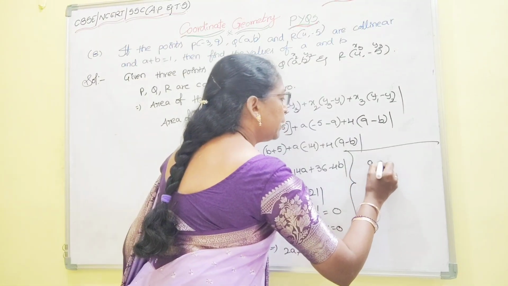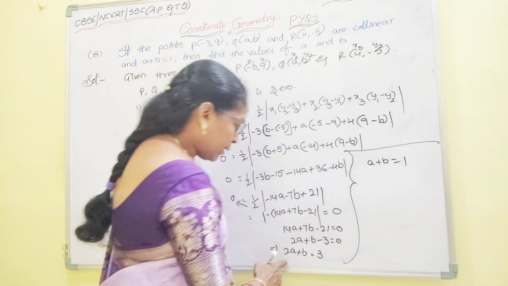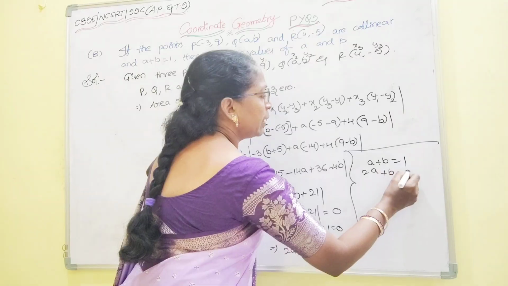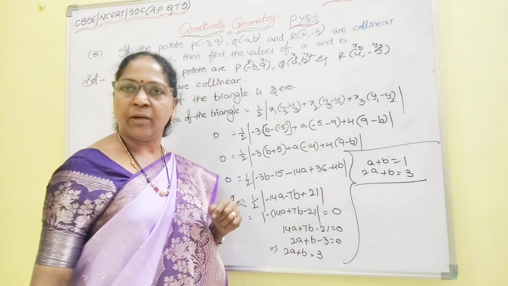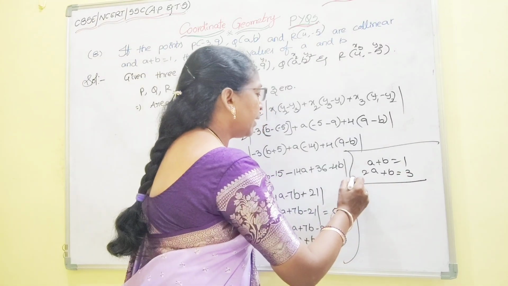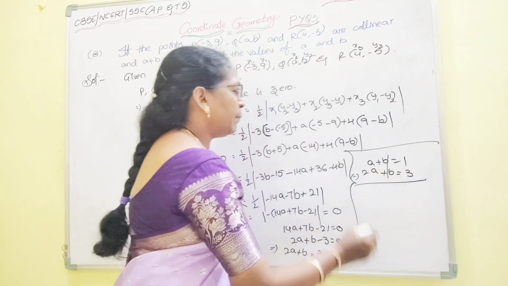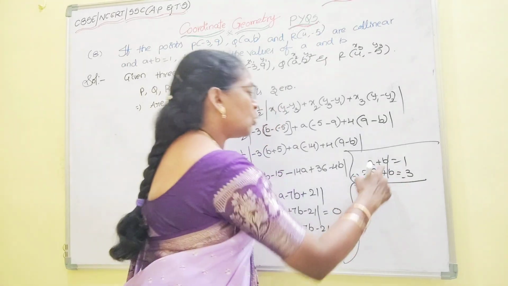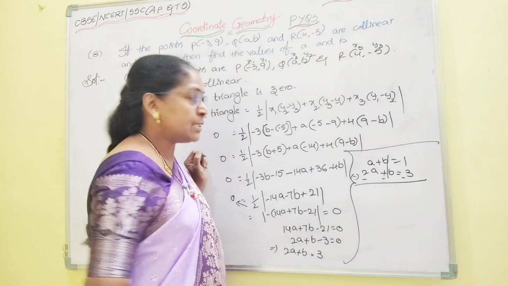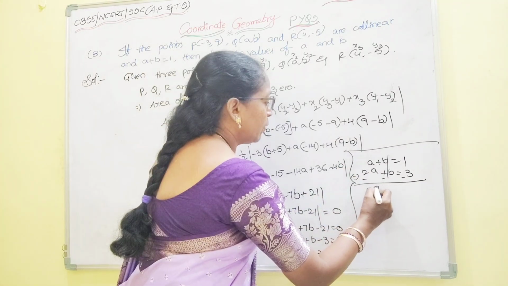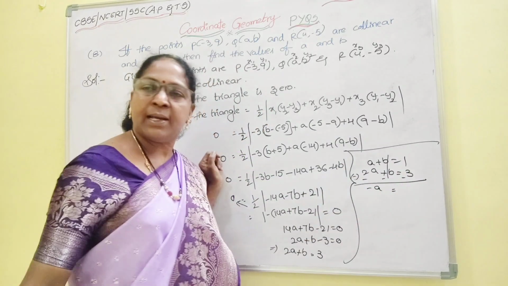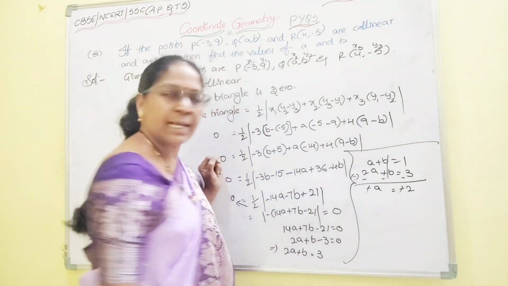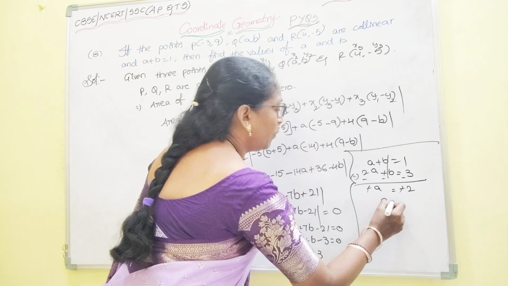So a plus b equals 1 and the other one is 2a plus b equals 3. These two we got already. So if you simplify, subtract these two. Whenever you are subtracting, all the signs will be changed. So plus b minus b cancel. a minus 2a equals minus a, equals 1 minus 3 equals minus 2. Here minus and minus cancel, so a equals 2.